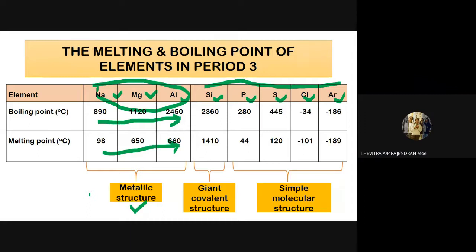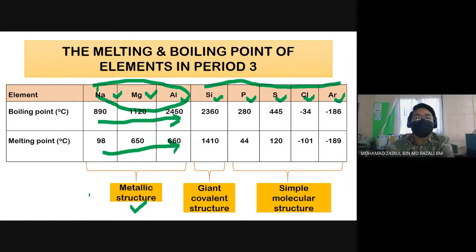Number of valence electron increase. Yes, correct. Because number of valence electron. Sodium plus, Mg2 plus. So 2 valence electron. Aluminium 3 plus. Okay, silicon, kalau awak tengok, have a relatively high boiling point and melting point. Because silicon dia sama macam diamond. Dia ada giant covalent structure.